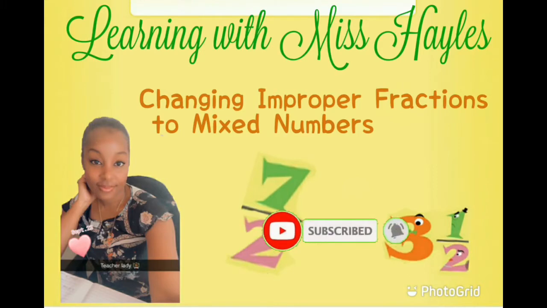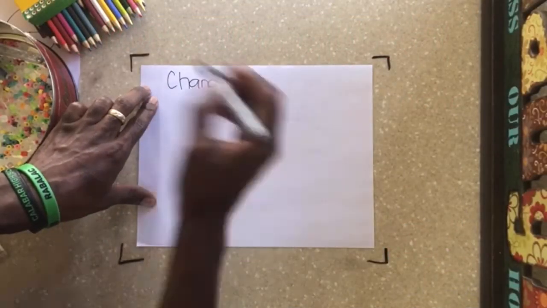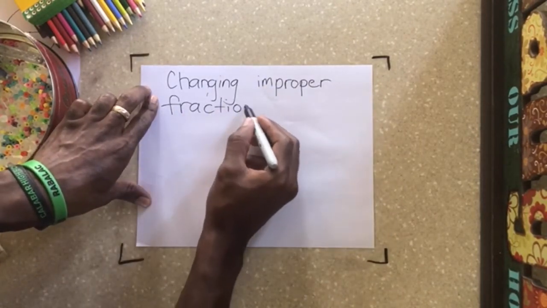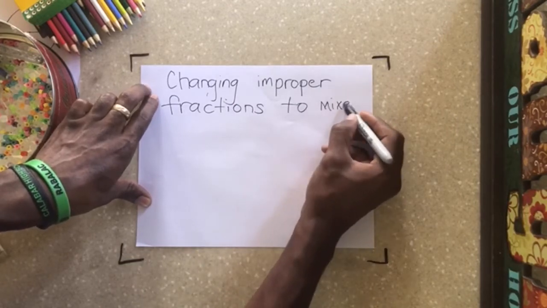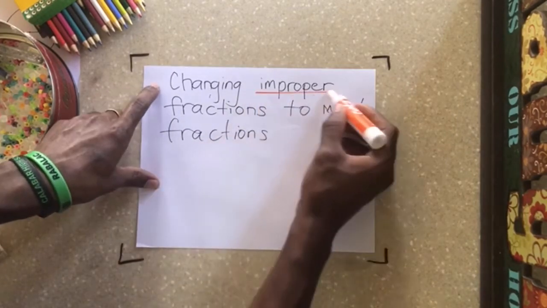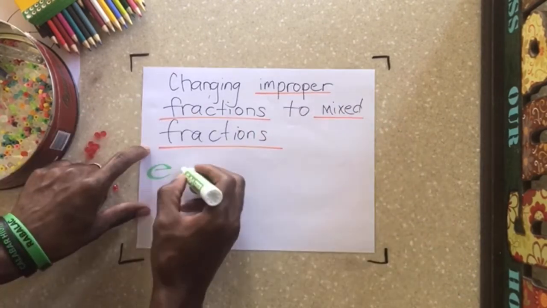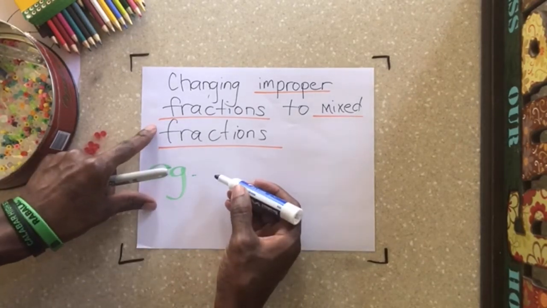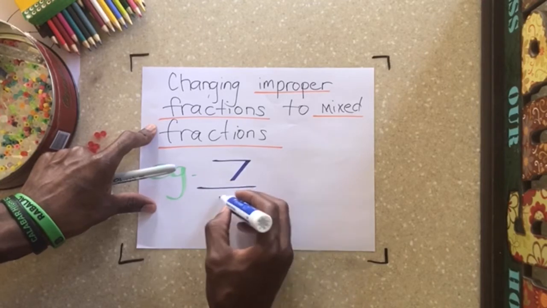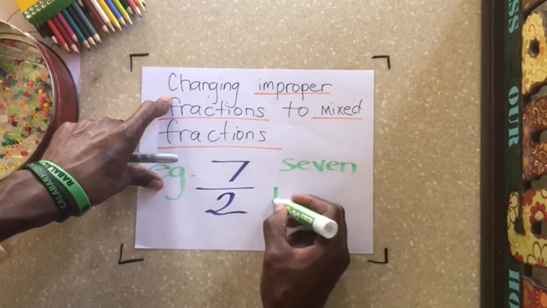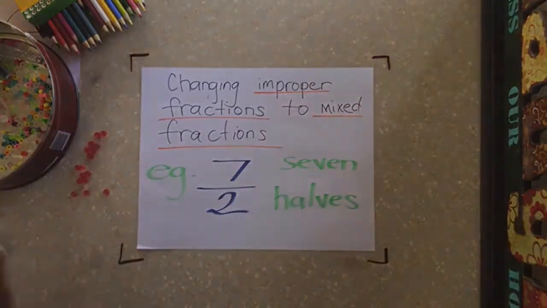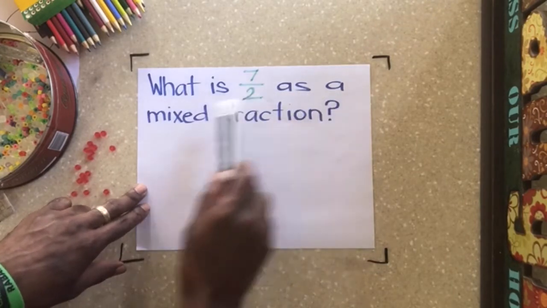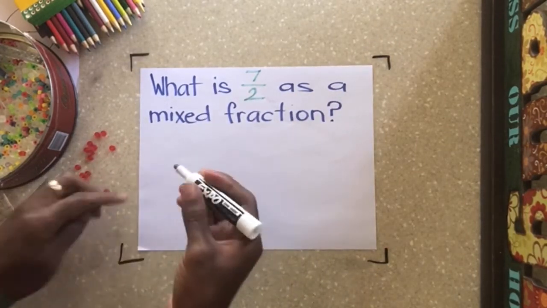Stay tuned. So today we'll be looking at how we change improper fractions to mixed fractions. The example that we're going to be using today is 7 over 2, which is the same thing as 7 halves. Basically we want to know 7 halves as a mixed fraction.